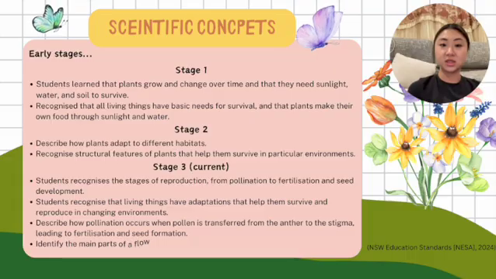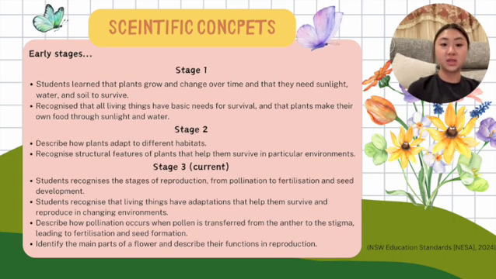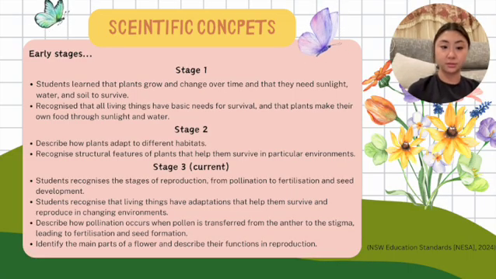They recognized the stages of plant reproduction from pollination to fertilization and seed development. They also recognized that living things have adaptations to help them survive and reproduce in changing environments. Finally, they identified the main parts of a flower and described each part's function in reproduction, including the stamen, pistil, stigma, and ovary. These science concepts from Stage 1 through to Stage 3 show a clear learning progression from understanding how plants survive to recognizing how they adapt and finally explaining how they reproduce.